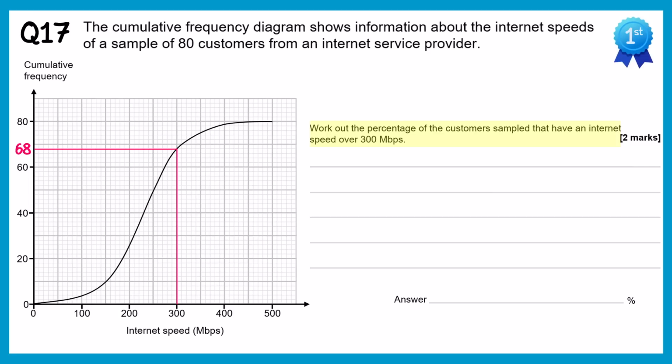So what we want to know is how many customers are there from this value of 68 up until the final customer, the 80th one. We can work this out by doing 80 subtract 68, which is 12. So 12 of the customers had an internet speed over 300.